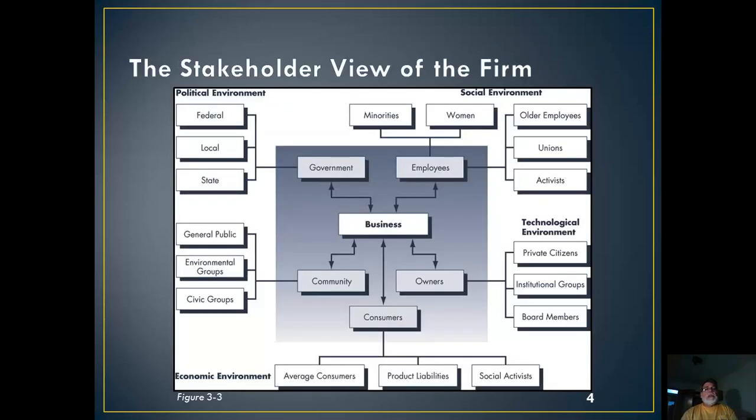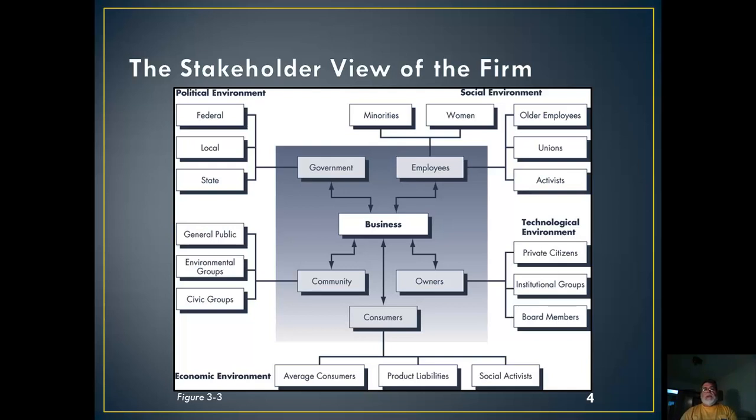This right here is the stakeholder view of the firm, and it is probably the kind of view that we would use in our textbook. Basically, business, which is in the center of this diagram, has to deal with multiple stakeholders, whether it's government, employees, owners, consumers, or community. The government might be three different levels of government. Employees could come from various groups, whether it's minorities, women, older people, or unions, etc.